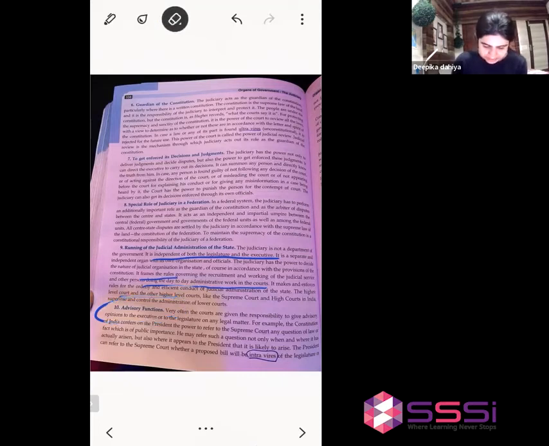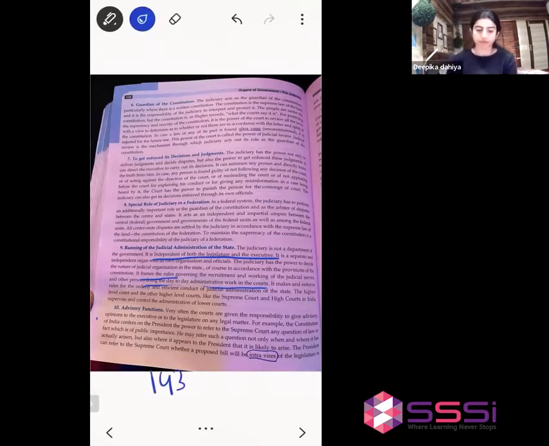Next is the advisory function. Now, what is the advisory function? See, the Supreme Court gives advice, but to whom? Very often the courts are given the responsibility to give advisory opinions to the executive or the legislature on any legal matter. For example, the President has the power under Article 143 to consult the Supreme Court and take its advice on any matter.